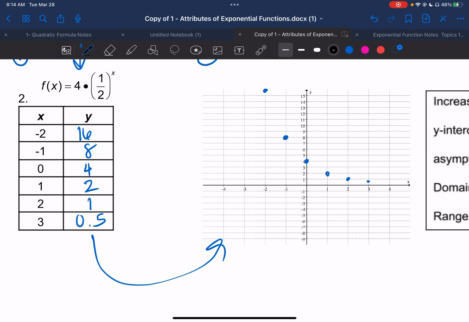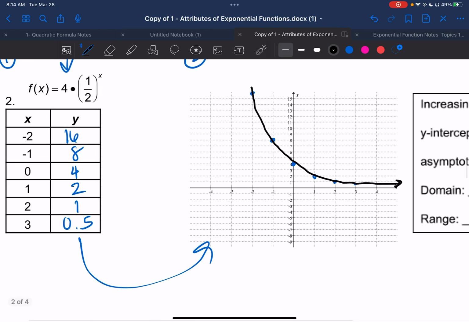So now we go ahead and just trace my line, and it goes like this. I actually lied to you guys in the beginning. This is the decreasing one. I was looking at a different graph. All right, so here is the decreasing graph.